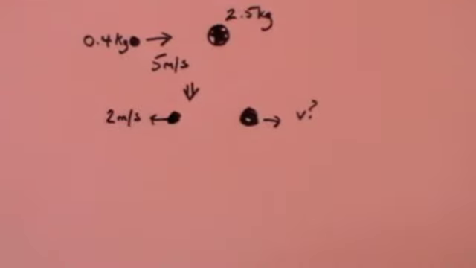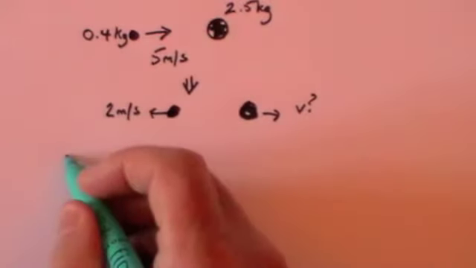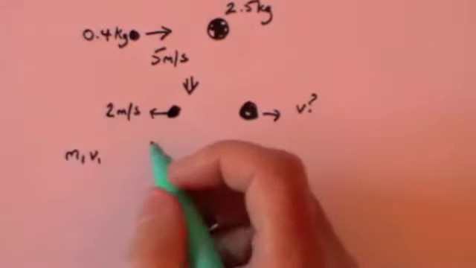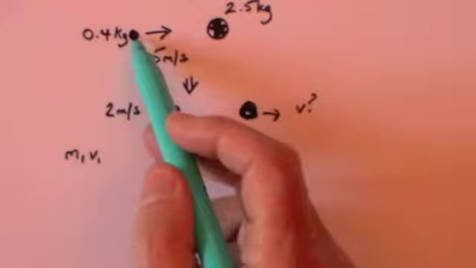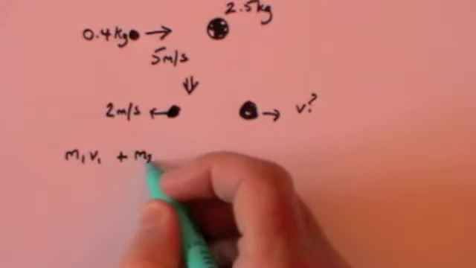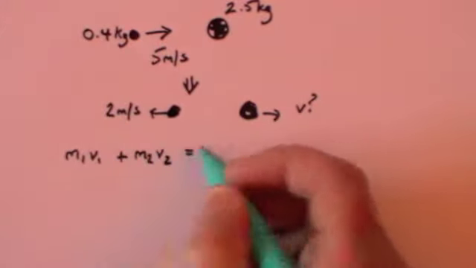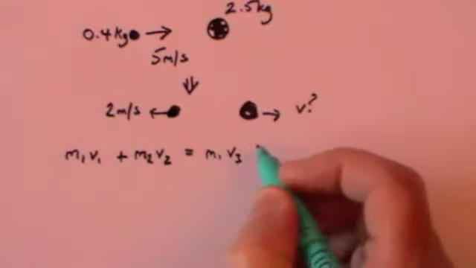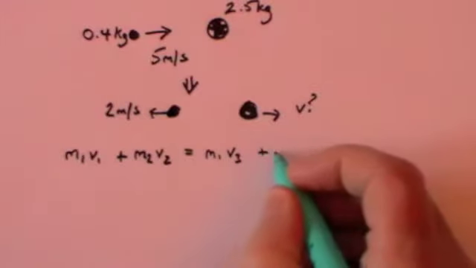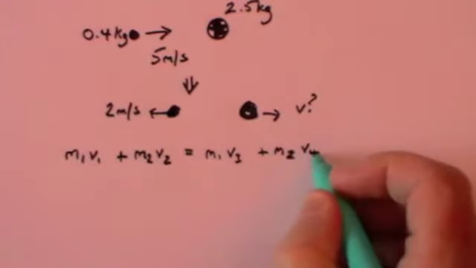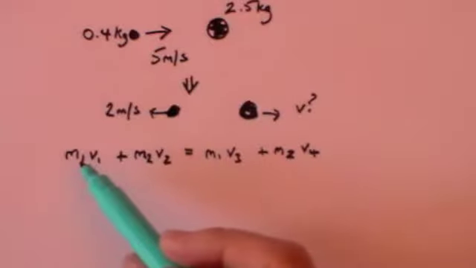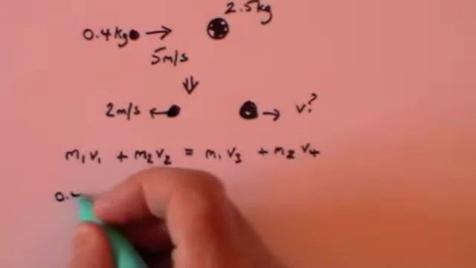Well, we're going to use the conservation of momentum, which says that the momentum before, which is mass 1 times velocity 1, the mass of the small ball times its velocity, plus the mass of the large ball times its velocity, is equal to the mass of the small ball times its new velocity after the collision, plus the mass of the large ball times its velocity after the collision. This is conservation of momentum. So the mass of the small ball is 0.4.